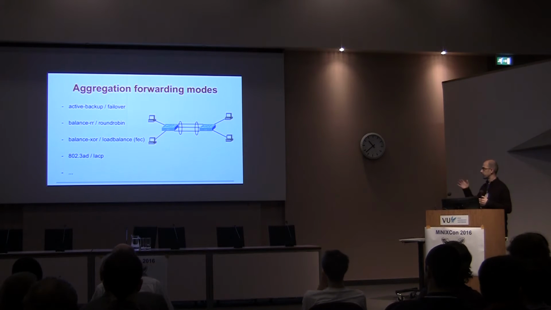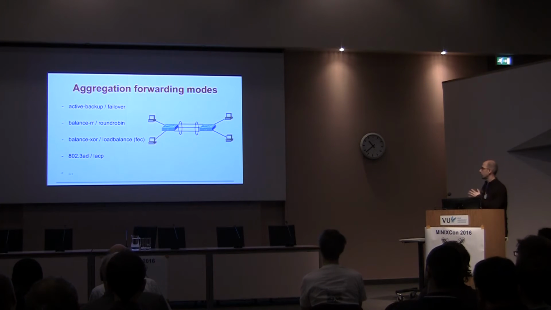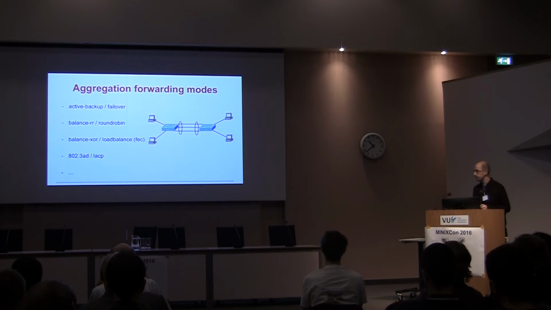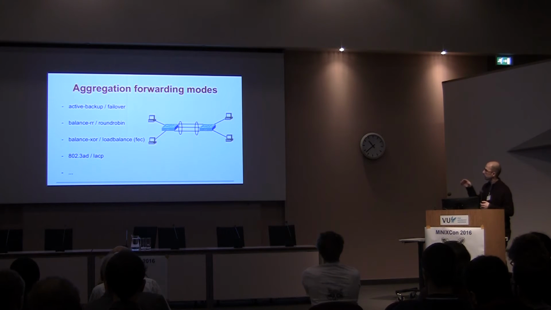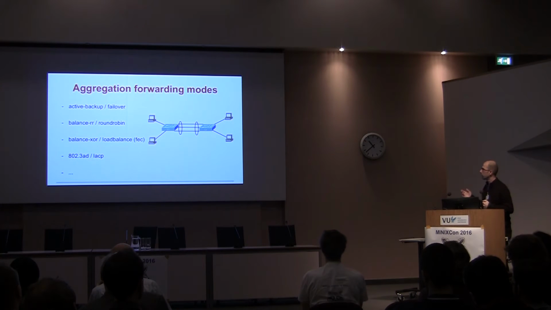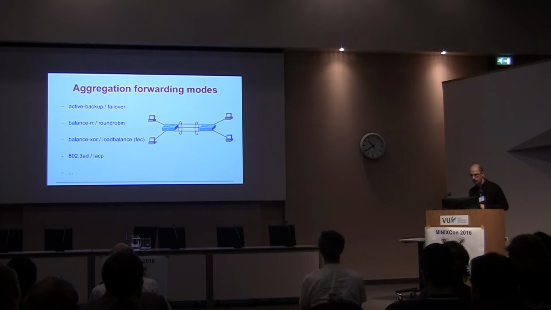The first one I mentioned is that we usually use one of the links, but not the others. And when the active link breaks, then we switch to one of the backup links. The other ones are, for example, round-robin style forwarding, which uses all the links: send the first frame on one link, the second on the second link, and so on, round and round.